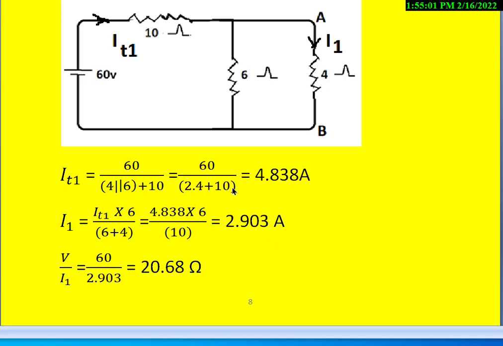Now, excitation to the response means that is applied voltage to the branch current which is under consideration, that is AB terminals. Here the current is I1. So V by I1 is nothing but 60 divided by 2.903. Then we get here 20.68 ohms.